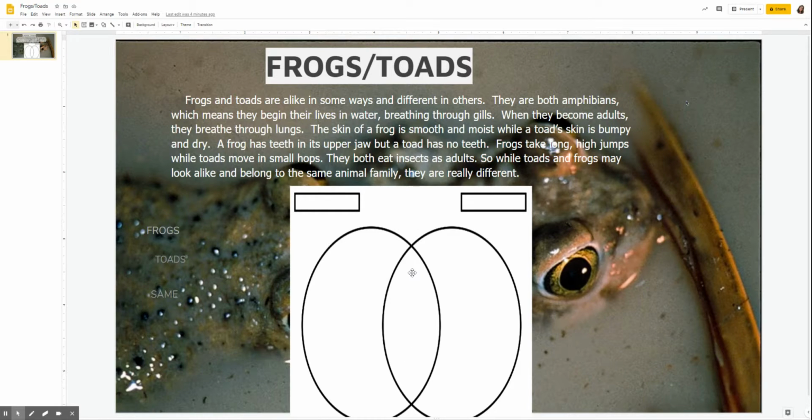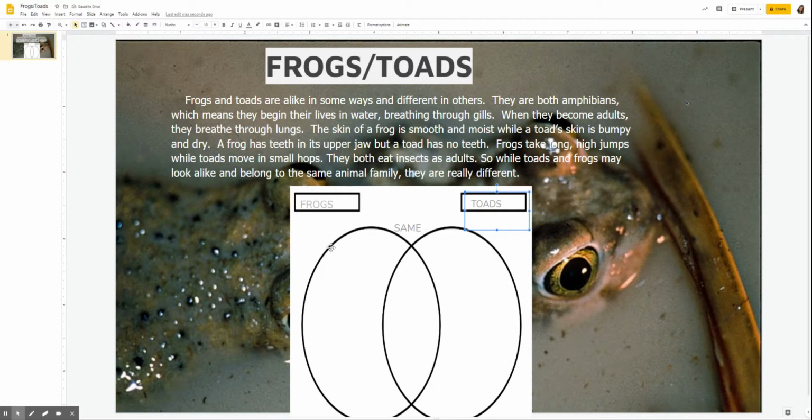this is where you put the information that shows how they're the same. So how they're alike, what they have in common. So I'm going to go ahead and drag that to remind us that the information in the middle is going to be how frogs and toads are alike. Now, frogs is one topic that we learned about. So we'll put that on one side. And toads is another topic that we learned about, and we can put that on the other side.